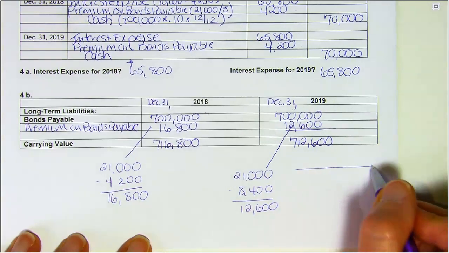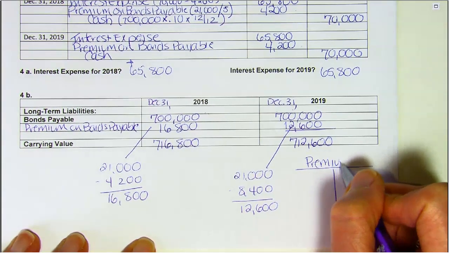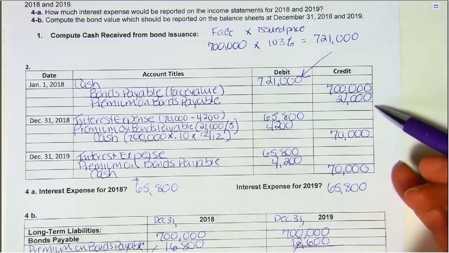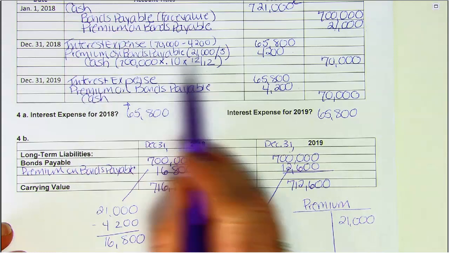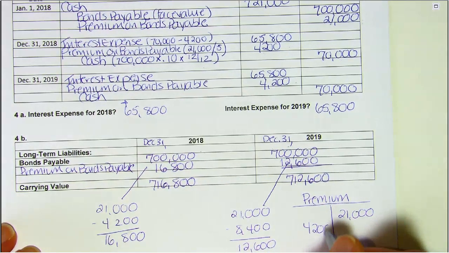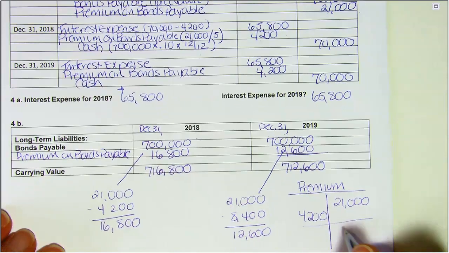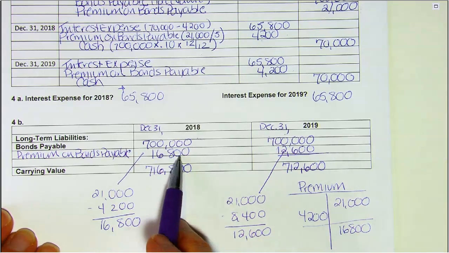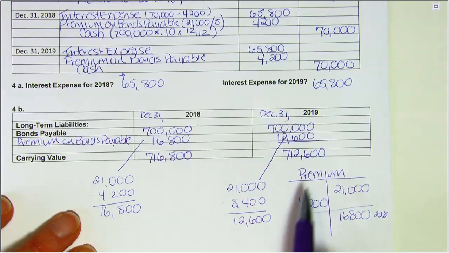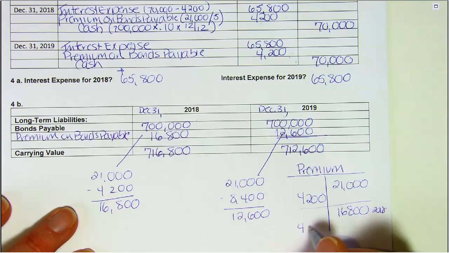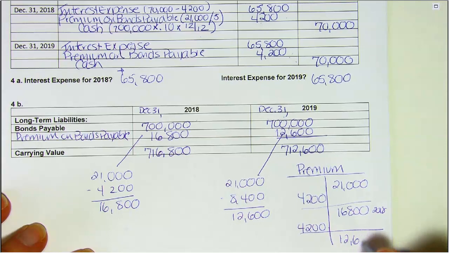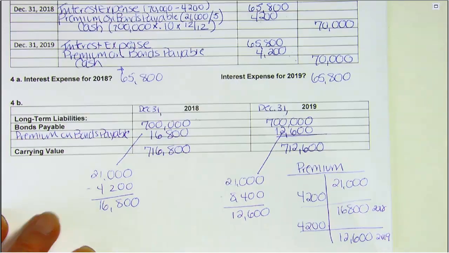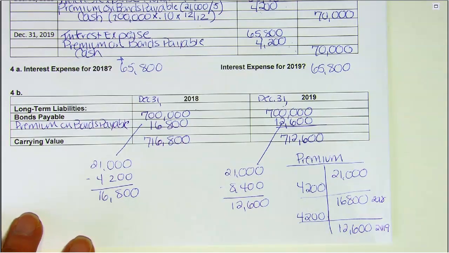So let me show you how you could do that with a T account. We would post the original credit of $21,000. Then in 2018 we would post a debit of $4,200, and when we calculated the balance of that, it would be $16,800. That would give us that amount there, 2018. And then again, when we post another debit of $4,200, it would give us a balance at the end of 2019 of $12,600. So that's another way of handling that premium. So our next mini lecture will deal with issuing bonds at a discount.